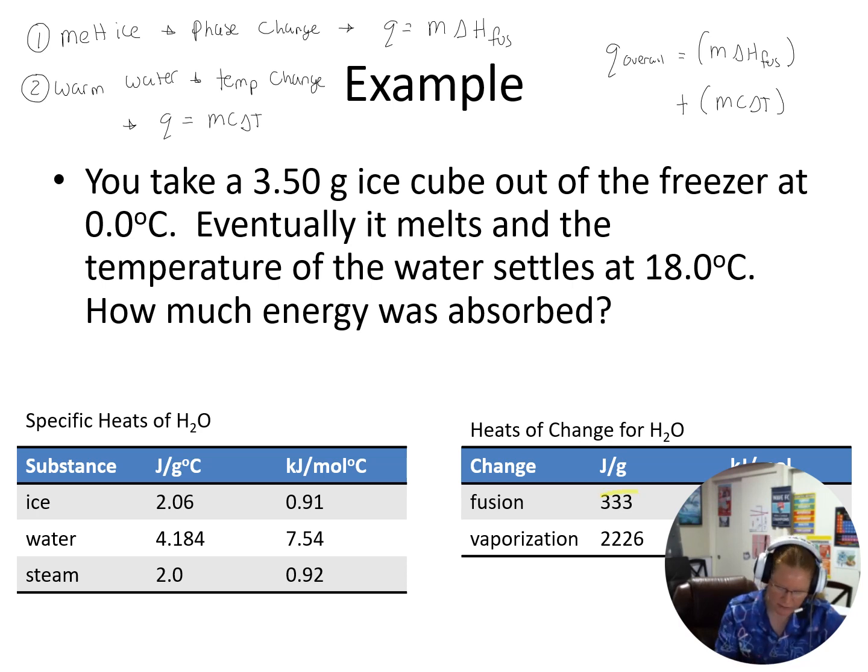This one we need the fusion, so we're going to use this 333 joules per gram. Now, we're going to take that ice and it's going to melt, so it's going to become water. So when we do process number 2, we're warming water. When I look at my specific heats, do I want the specific heat of ice, the specific heat of water, or the specific heat of steam? Well, I want the specific heat of water because that's the phase that we're in, the liquid water phase.